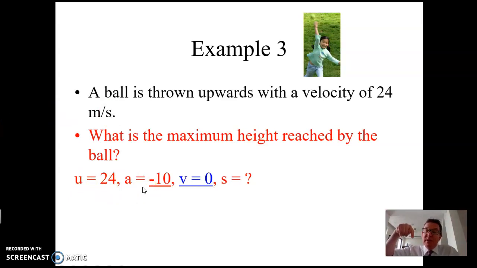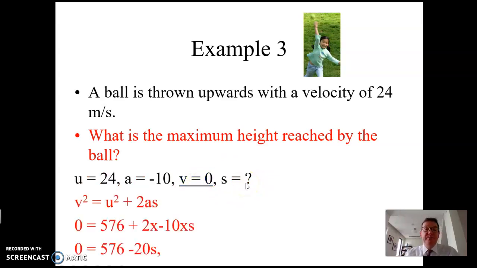Now, the ball is going to accelerate towards the Earth in the opposite direction. So it's going to slow down, i.e. the acceleration is minus 10 meters per second squared. Now, when it gets to its maximum height, it's going to stop, isn't it? It gets slower and slower and slower until it stops. So the final speed is 0. And I want to find how far does it travel, i.e. how high is the throw.